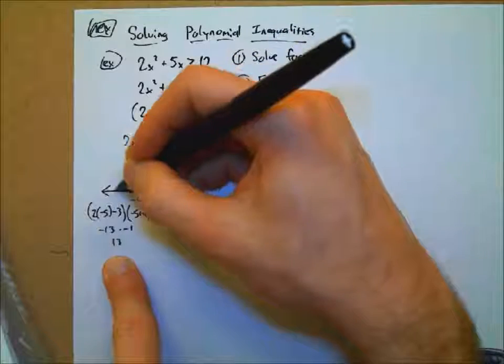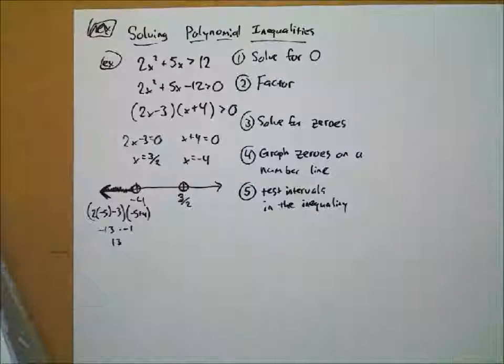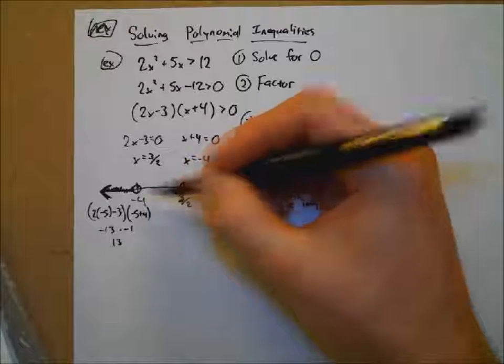Yes. And so that means this is part of our solution. All those numbers in that interval will be part of our solution. You only have to check one, as long as you found it at zeros. All right, let's pick a number in here to check. What will be a good number to pick?